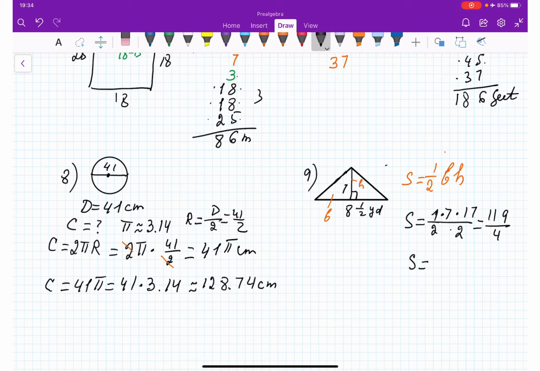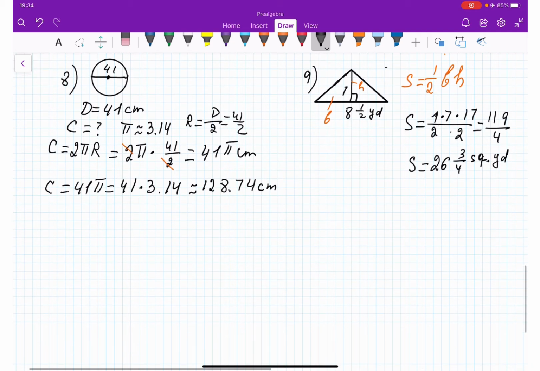And S is equal to, let's divide. 11 by 4 is twice, it's 8. Remainder is 3. 39 by 4 is 9. Remainder is 3. So 29 and 3/4 square yards. Okay, because we do multiplication, yard by yard, it's going to be square yards. Next, question number 10. This time we have a triangle with a right angle.